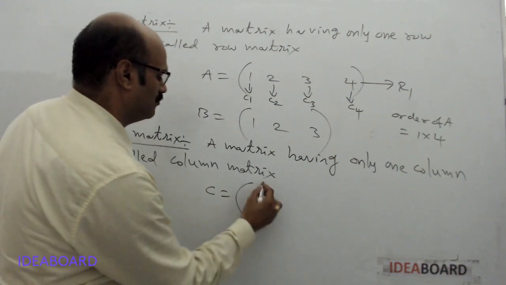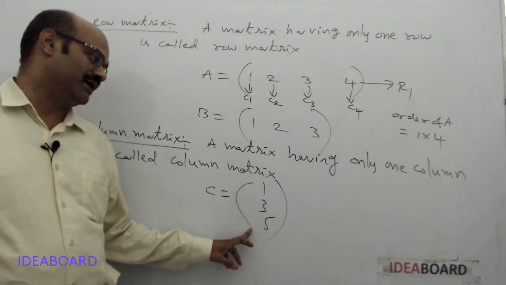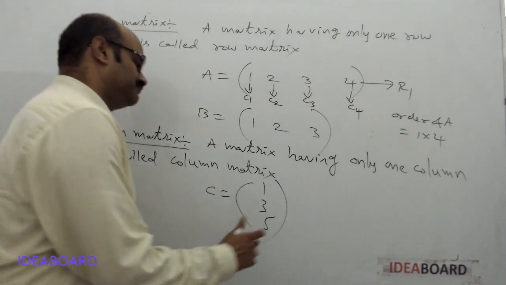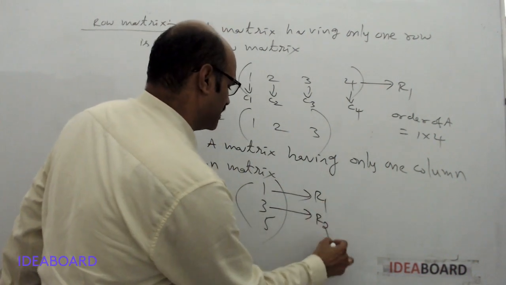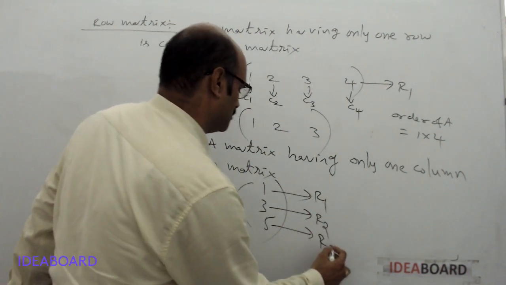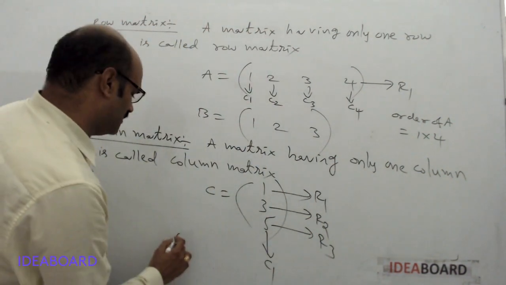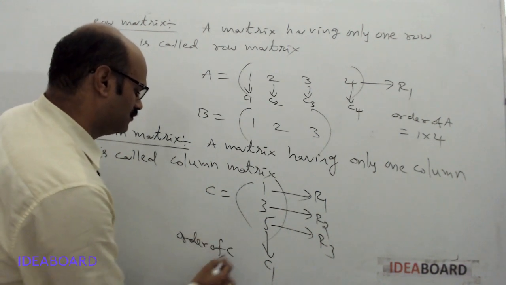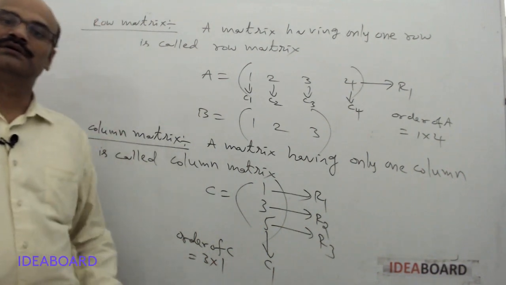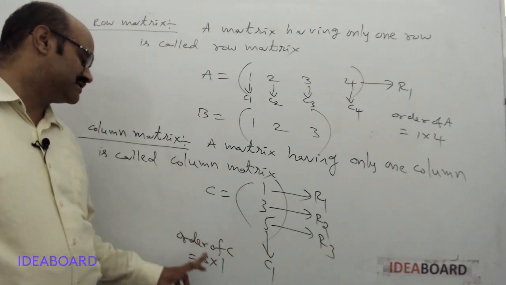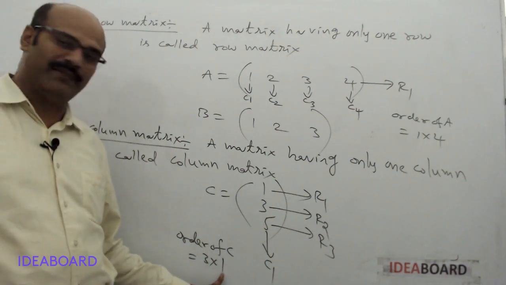C equal to 1, 3, 5. This is called a column matrix. Here we have first row, second row, third row, and only one column, C1. So the order of C equal to 3 cross 1. If you have any matrix which is having only one column, that matrix is always said to be a column matrix.